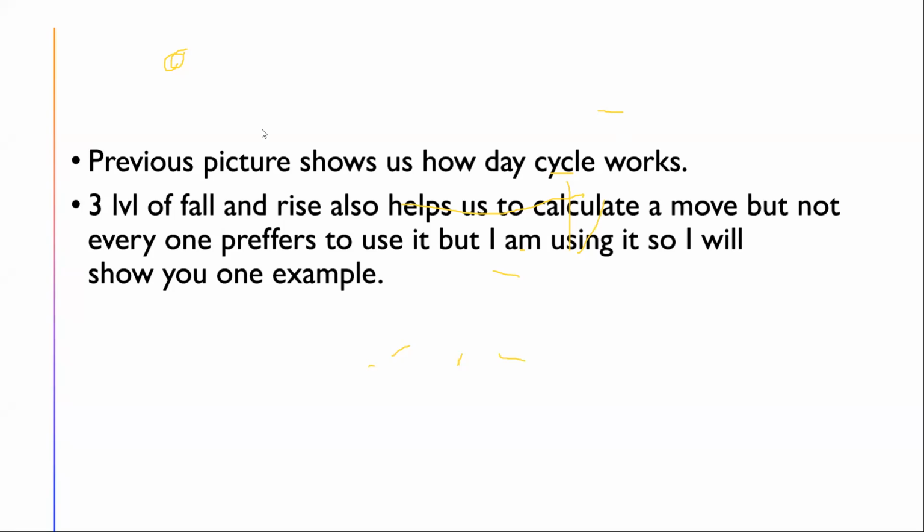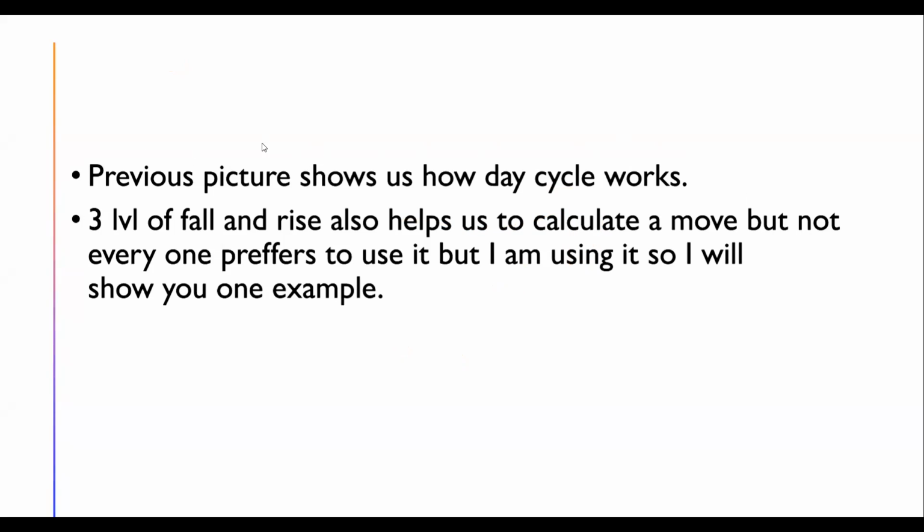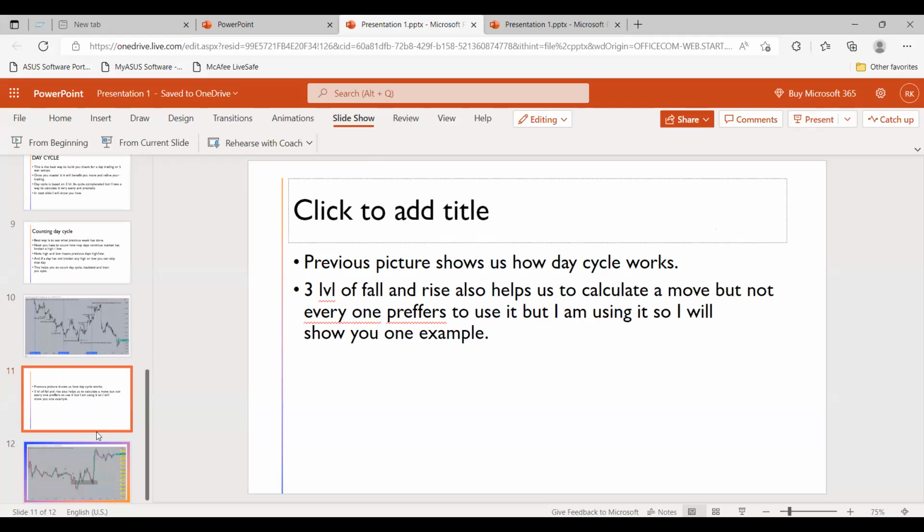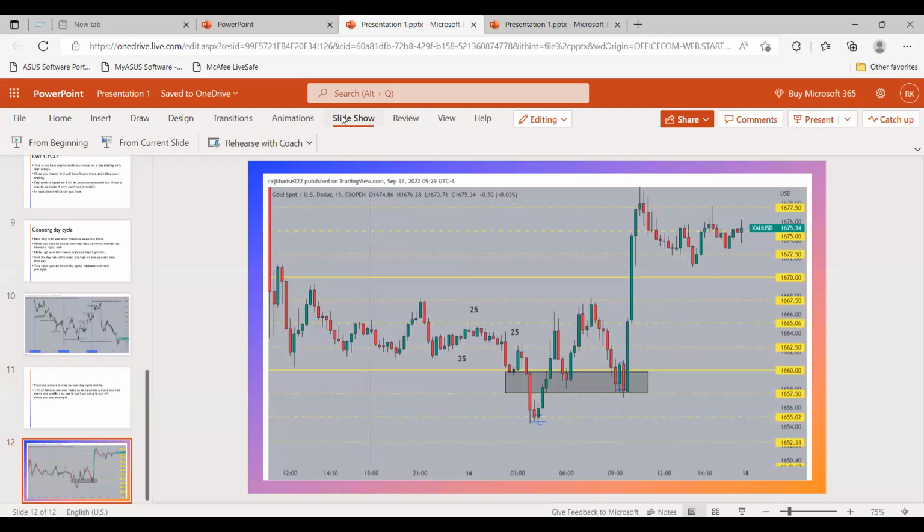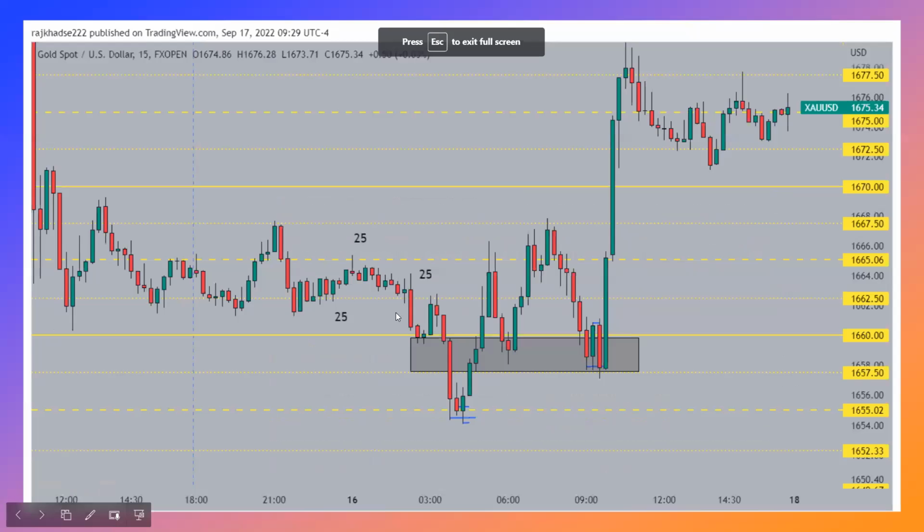The previous picture shows us how a day cycle works. Three levels of fall and rise also help us to calculate the move, but not everyone prefers to use it, but I'm using it. So I will show you one example. It is a very clear example. You can see, let me just show you. This will help you. Okay, only 3 minutes are remaining.